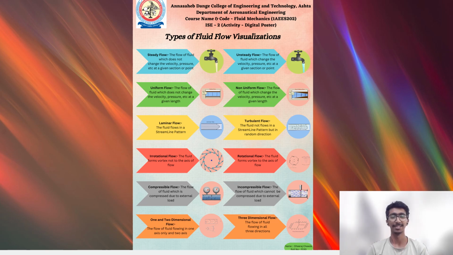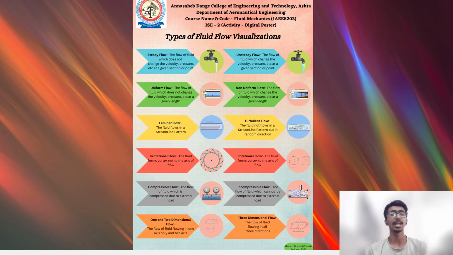First off, we have steady flow. A fluid flow which does not change its fluid parameters such as velocity, pressure, or density at a particular point with respect to time is known as a steady flow. Next up, vice versa to that, is unsteady flow. Unsteady flow means the fluid parameters such as velocity, pressure, density change with respect to time at a particular point.